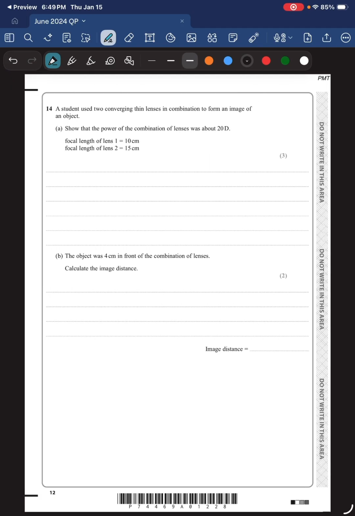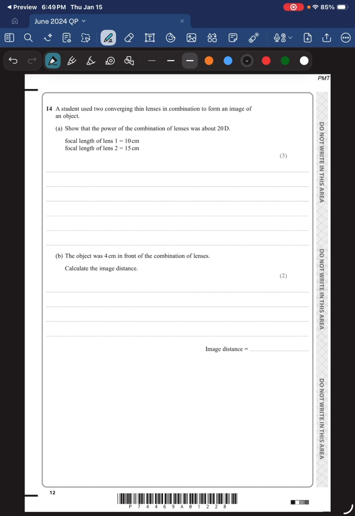Moving on to question 14, which is only relevant to the UK A levels. Okay. It doesn't even appear in Unit 1 or Unit 2 of the International AS level physics, okay? So it's unique to England, I guess, and the United Kingdom in general. So, a student used two converging thin lenses in combination to form an image of an object. Show that the power of the combination of lenses was about 20 D.